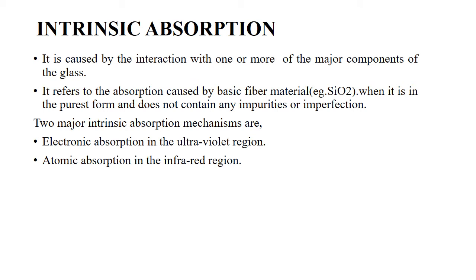Intrinsic absorption. Intrinsic absorption refers to the absorption caused by the basic fiber material, for example SiO2, when it is in its purest form and does not contain any impurities or imperfections. There are two major intrinsic absorption mechanisms: electronic absorption in the ultraviolet region and atomic absorption in the infrared region. Let me see them one by one.